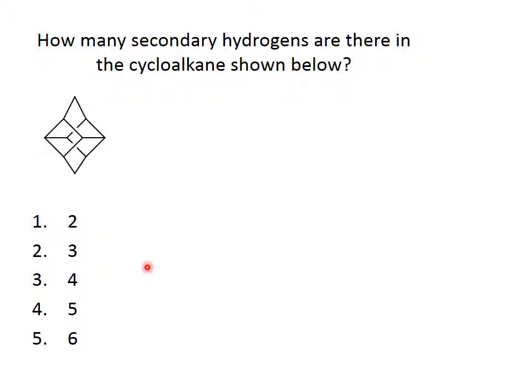So how many secondary hydrogens are there in this cycloalkane shown below? Okay, if I go and I look for a secondary hydrogen, it's going to be on a carbon that has 2 carbons attached and 2 hydrogens attached. And all the bridgeheads here, there's a lot of them, all have just 1 hydrogen attached and 3 carbons attached. So they're tertiary. Right here and here are the secondary carbons.